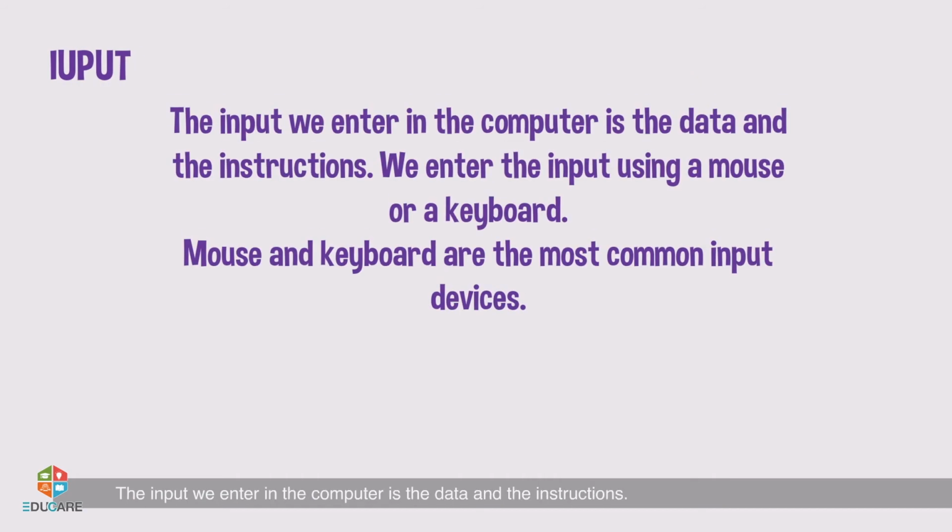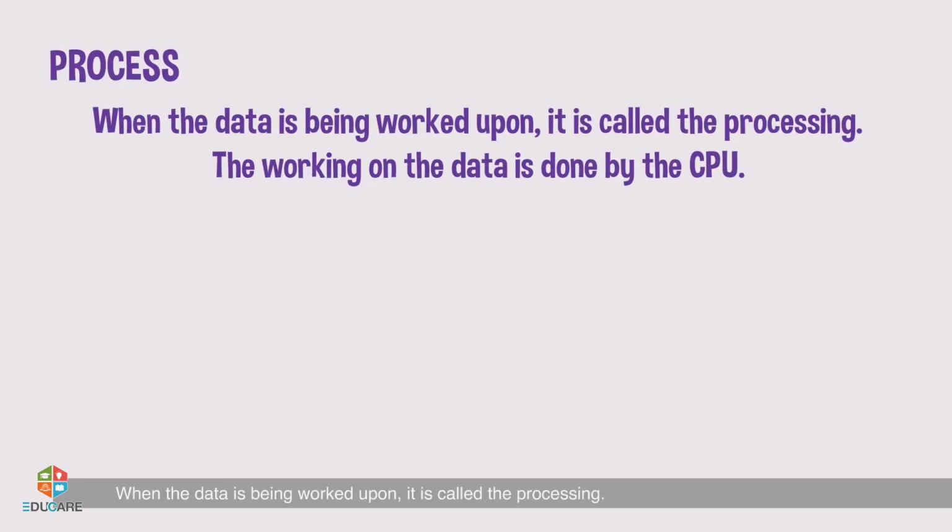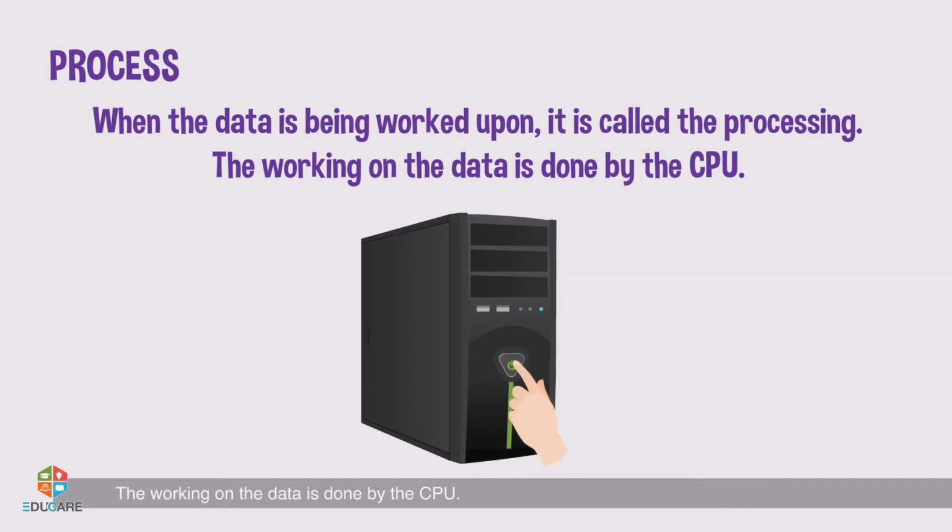Input. The input we enter in the computer is the data and the instructions. We enter the input using a mouse or a keyboard. Mouse and keyboard are the most common input devices. Process. When the data is being worked upon, it is called processing. The working on the data is done by the CPU.